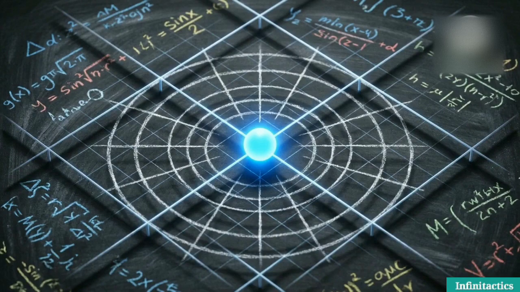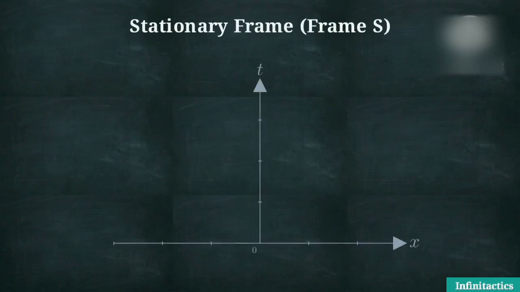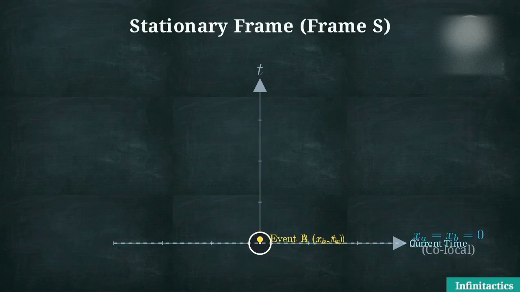In physics, a specific moment in time and space is called an event. To figure out how our moving observer perceives the stationary clock, we need to track two specific events: Event A, the clock's first tick, and Event B, the clock's second tick.